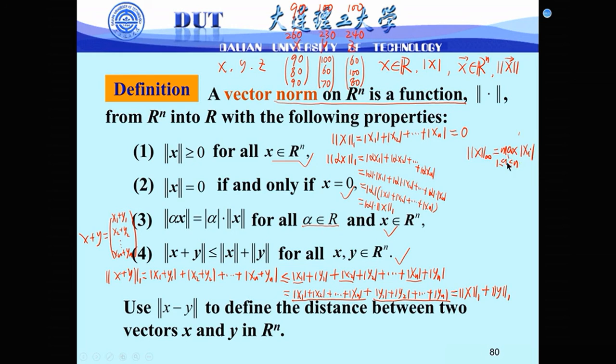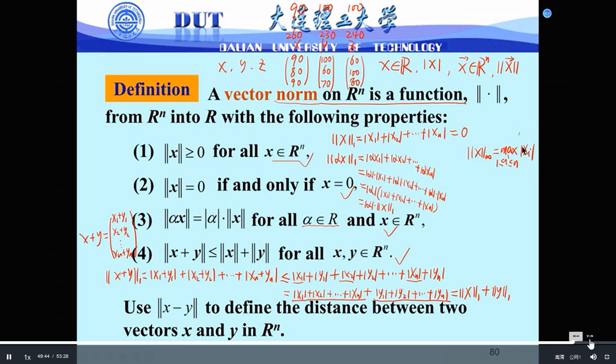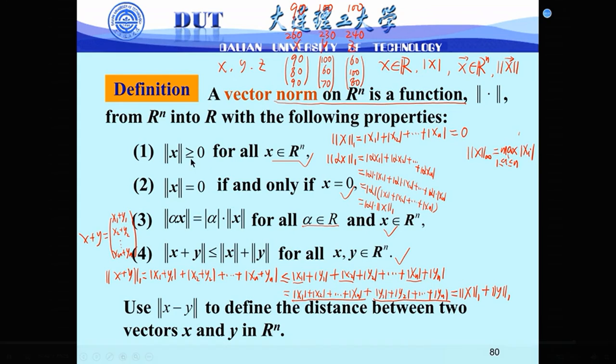Of course, we can also check. For example, the first property, positivity: the maximum value, of course, should be positive, right? And if the norm is 0, the maximum of the absolute values is 0. That means all the components are zeros. Right? It's okay? And multiplying by alpha: if you multiply by alpha, that means you multiply each component by alpha. So you can take alpha as a common term, by absolute value.